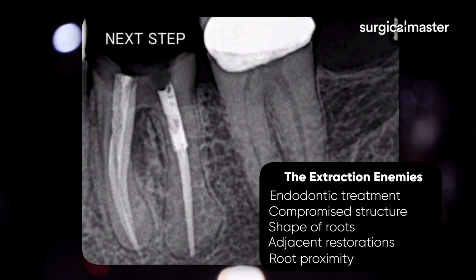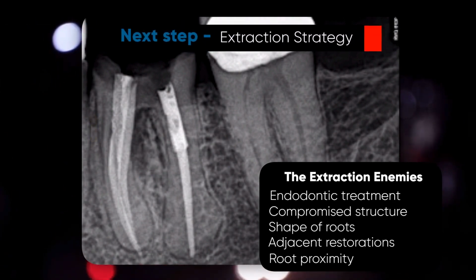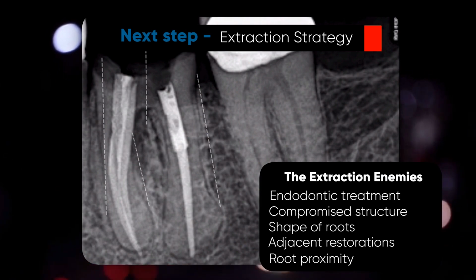So what is the next step? The next step is, based on these challenges, based on the extraction enemies, you can devise an extraction strategy that includes selective tooth splitting and selective bone reduction in strategic locations to allow you to overcome these challenges and extract this tooth successfully. So now what I'd like you to do is comment on this video.